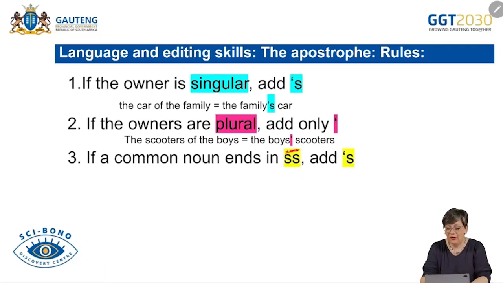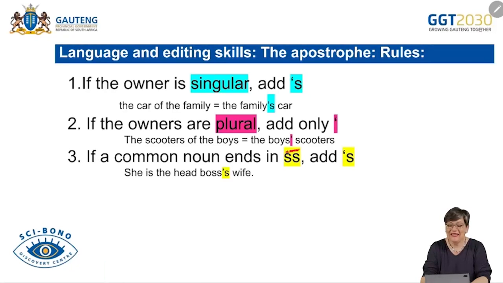If your noun ends in a double S, then we'll add apostrophe plus an S. She is the head boss's wife. Now, remember, it works back to this one. Do you remember? Singular, we add apostrophe S. And a boss is singular. And that's why it's given apostrophe S.